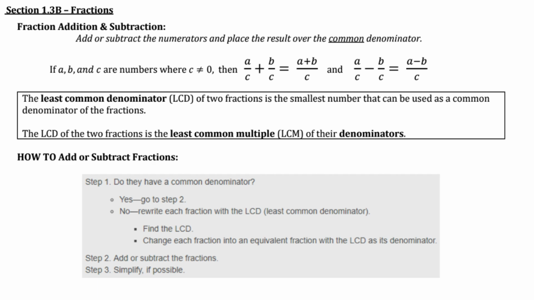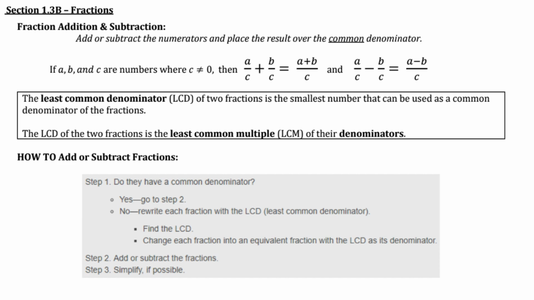Fraction addition and subtraction. In order to add or subtract fractions, you have to have common denominators. So here, if A, B, and C are numbers where C is not allowed to be zero because it's going to be in the denominator, if you have A over C and you add B over C, as long as these denominators are the same in your fraction, you can add the numerators together and keep them over the same denominator that you had over here on the left. And the same holds true with subtraction.